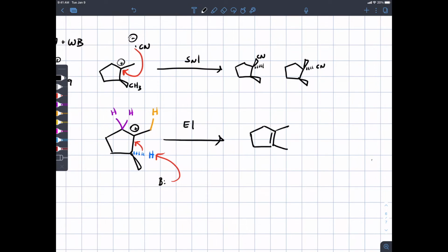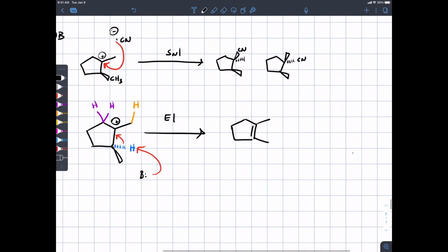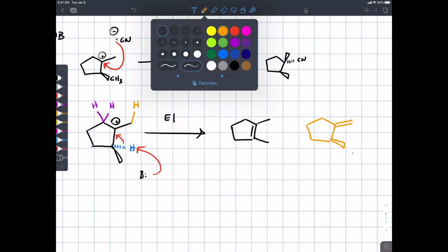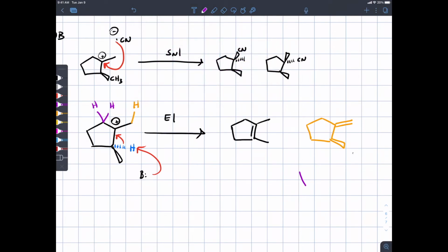I meant to draw that in blue. Oh well. In contrast, if I remove the orange beta proton, my product would look like this. And if I removed the purple beta proton, my product would look like this. Okay, three different E1 products. For this question, a correct answer would simply draw all of the products.